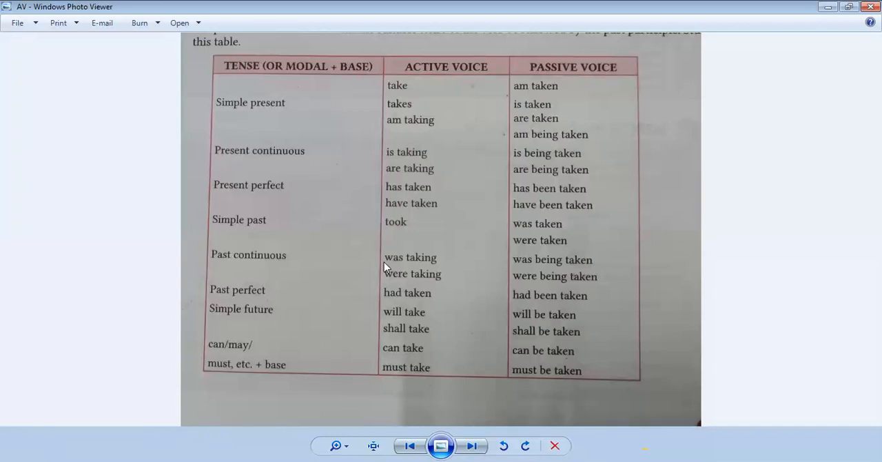Past continuous, was taken or were taken, active voice. In passive voice, same helping verbs, was or were, plus being, and then you will have the past participle of the main verb, taken. He was taking photographs. Photographs were being taken by him.